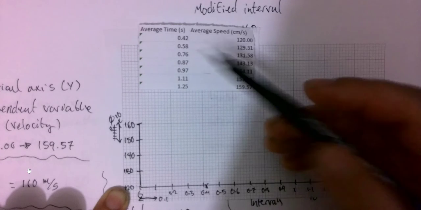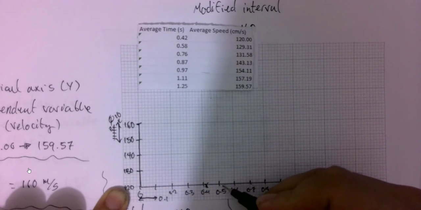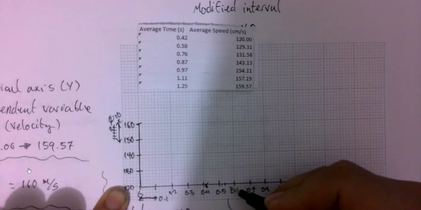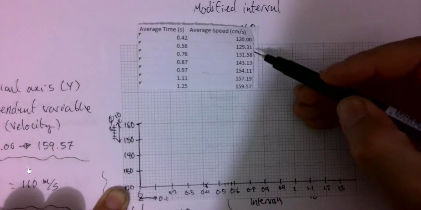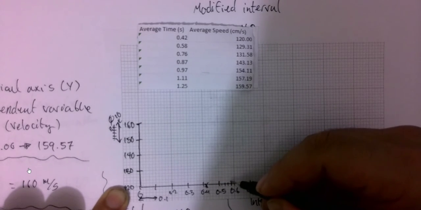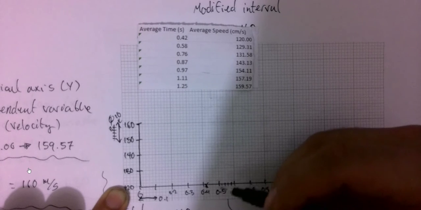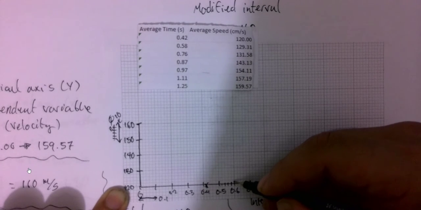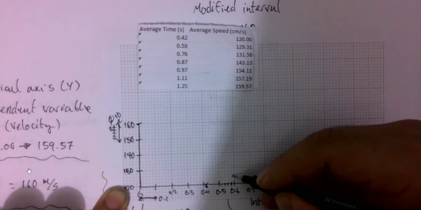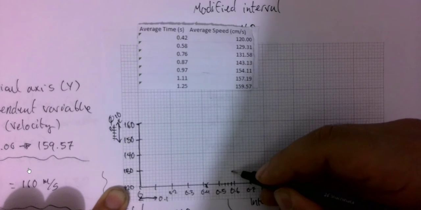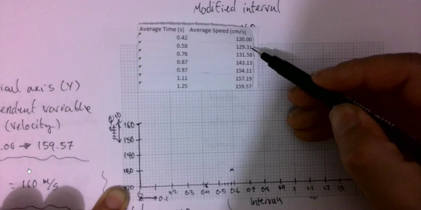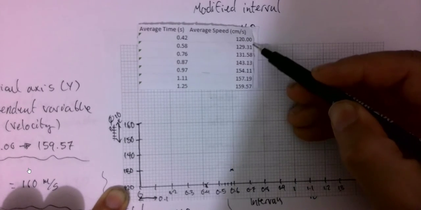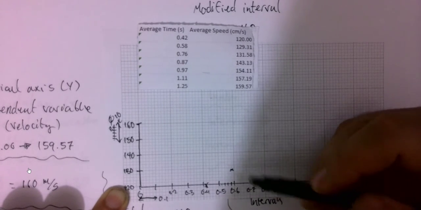So at 0.58, so we got 0.5, 0.52, 0.54, 0.56, 0.58. It's 129.31. Okay, so we know just before 130, and these are increments of 2. So we got 122, 124, 126, 128, 129 is about in between. Now you can't get this perfect, but you approximate whatever you can. So 129 is pretty accurate considering the scale.